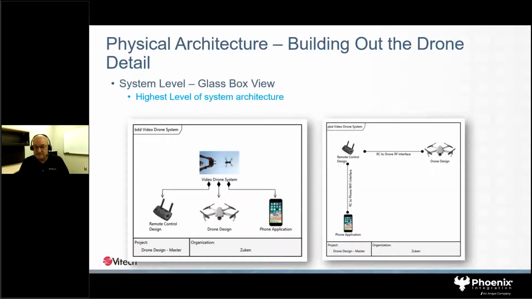As I move down a layer, I explore then the system of interest, the video drone system, and I start to do the same thing to break it down. Now we would use behavior as a way of breaking down these into their components. So we have the BDD that shows the hierarchy, but then the physical block diagram on the other side shows then interaction between the components.